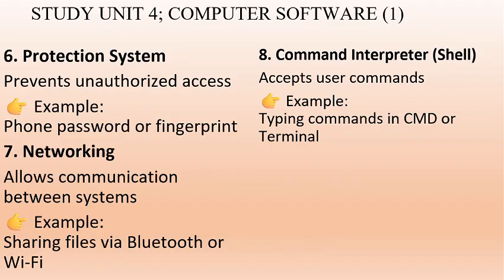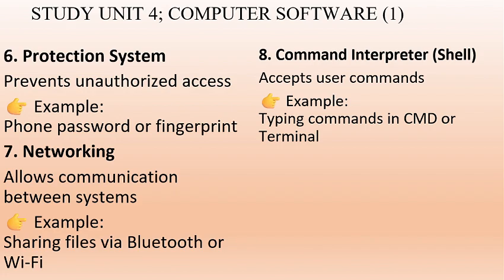Another one is protection system. The protection system prevents unauthorized access. That is part of the component of operating system. It gives a protection system. Example, phone password or fingerprint. It is the operating system that allows you to add a phone password or fingerprint to your phone, so that an unauthorized person will not have access to your phone. So that is part of the component of operating system, the protection system.